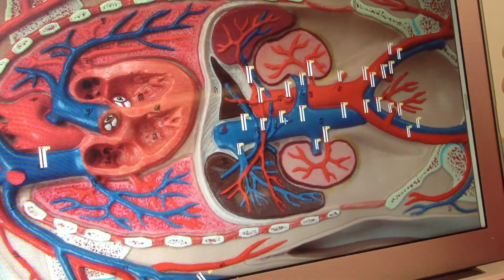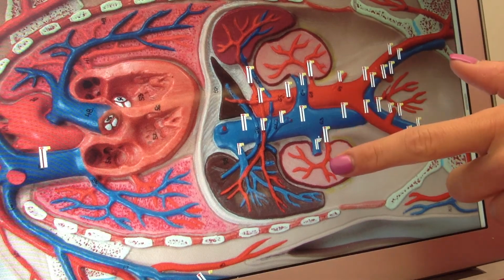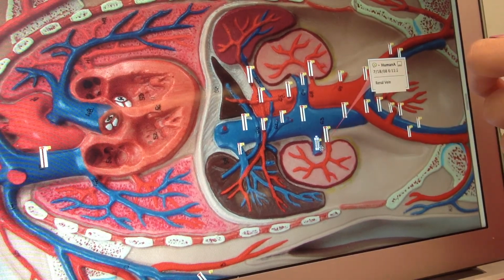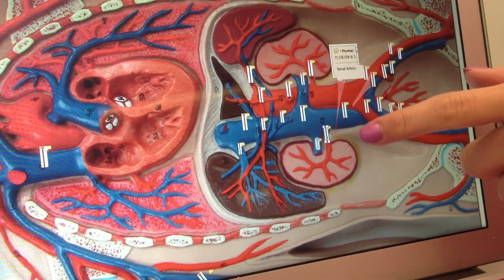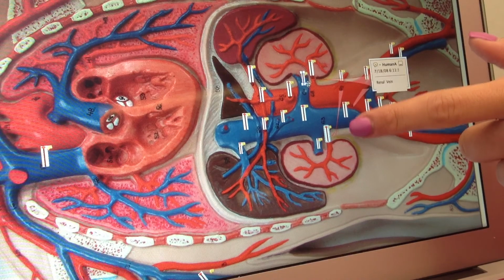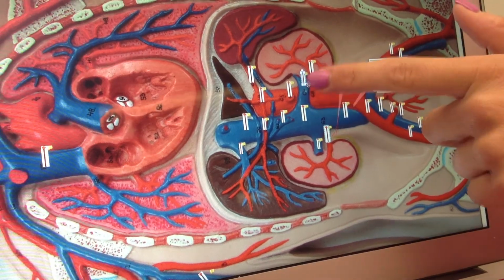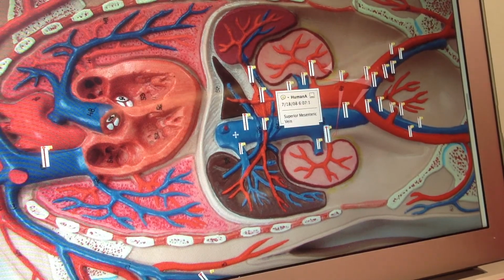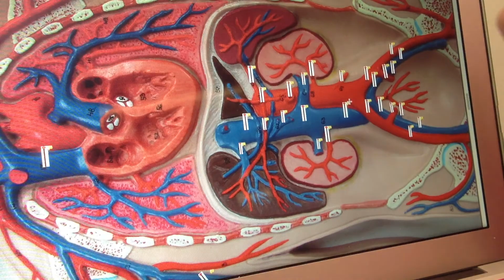And then, moving down over here to the left, we have the renal vein. And then right next to it is the renal artery. Over here, same thing going on. Renal vein, renal artery. So, that covers that portion.